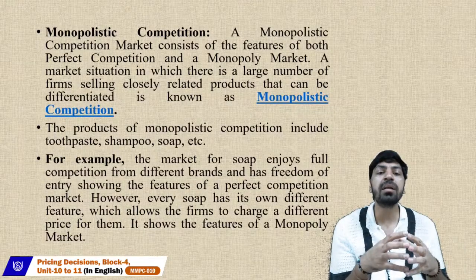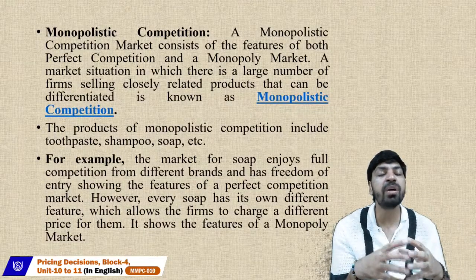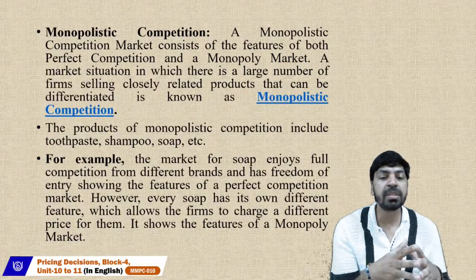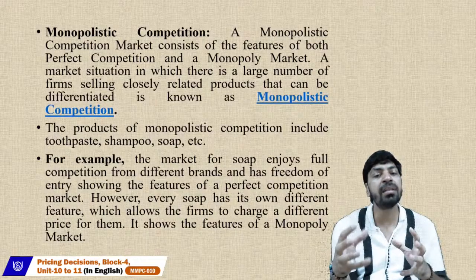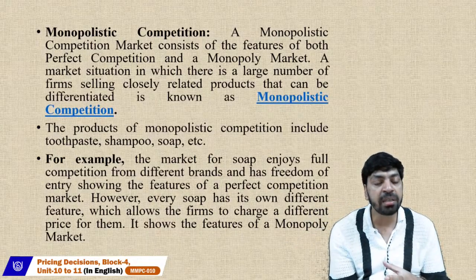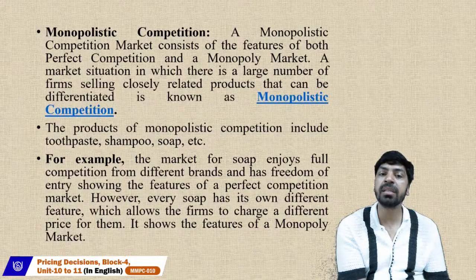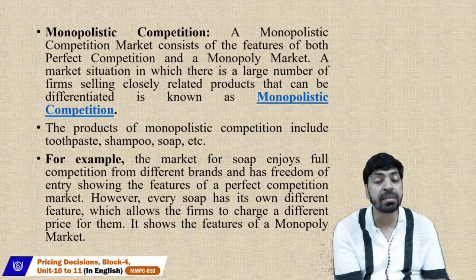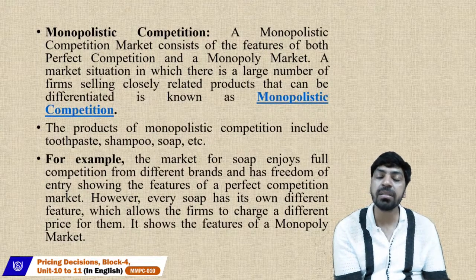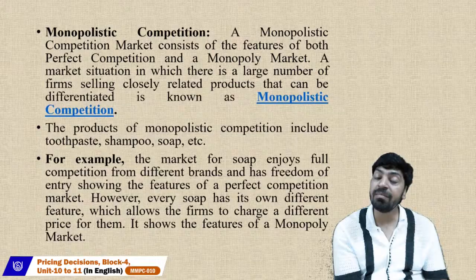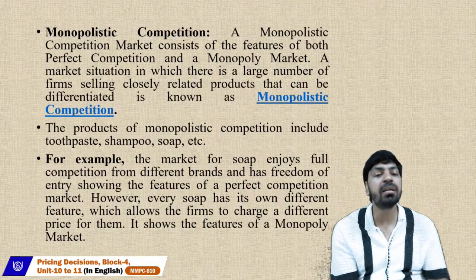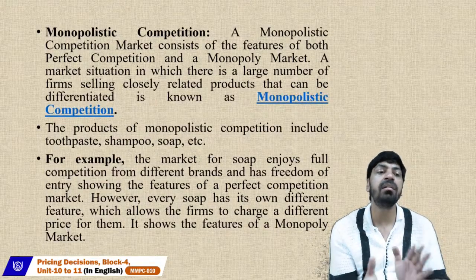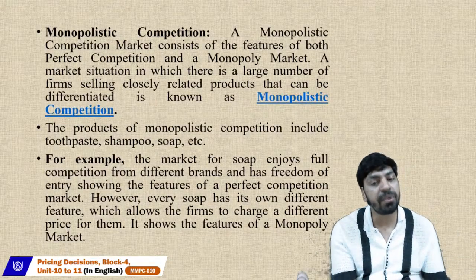So the sellers are selling differentiated products like toothpaste, shampoo, soaps. We can talk about Maggi, breads, butters, cream milk, or any other differentiated products which are available in the market and relate to different brands.